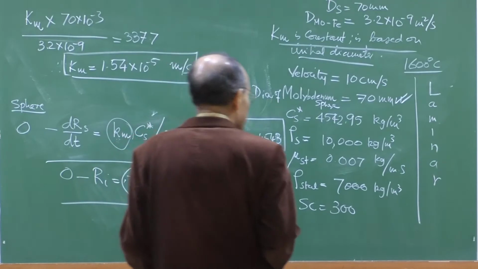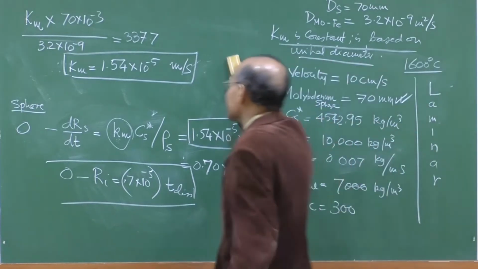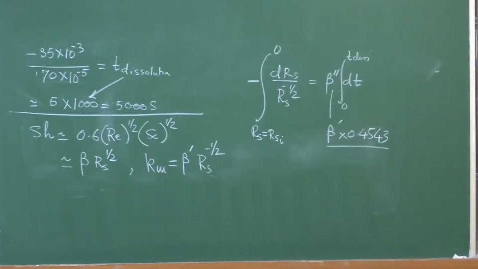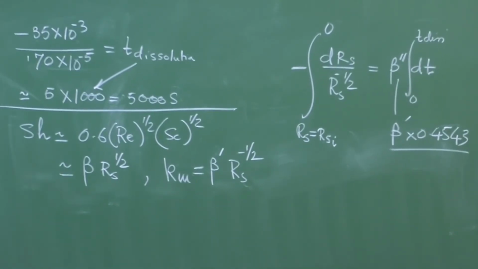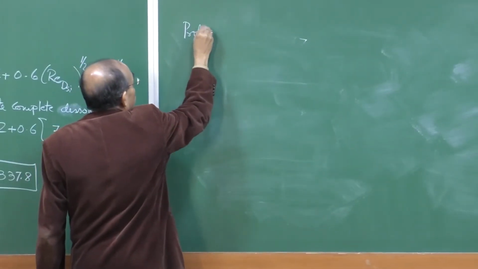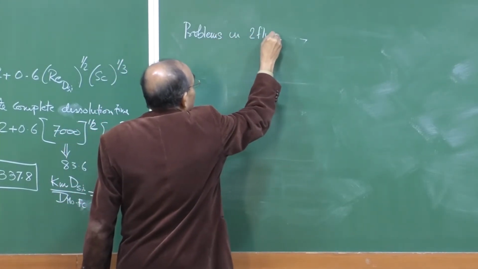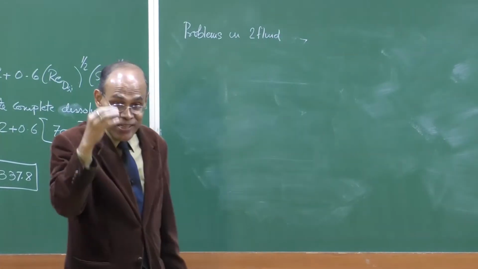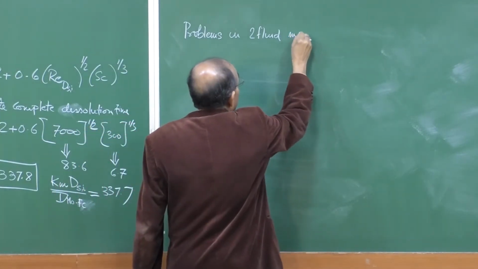The last kind of problem that one solves in undergraduate classes is very simple problems dealing with two fluid mass transfer under laminar flow, and I want to show you one particular example and then conclude my discussion on mass transfer. So, problems on two fluid mass transfer. Again, I suggest that you please read the theory and then try to solve the problem on two fluid mass transfer.